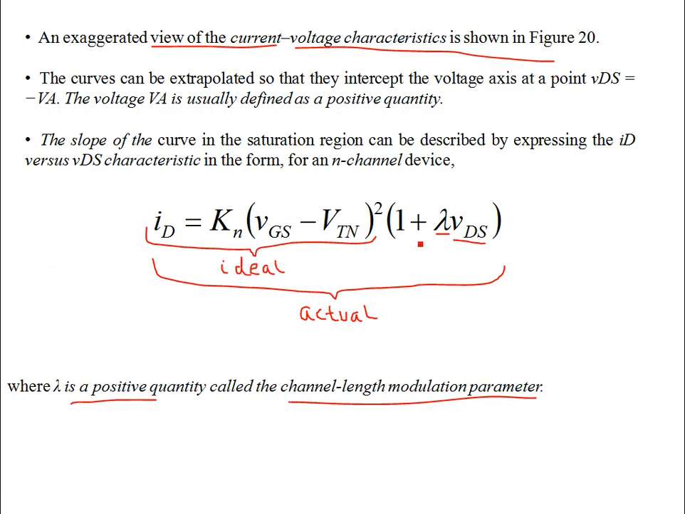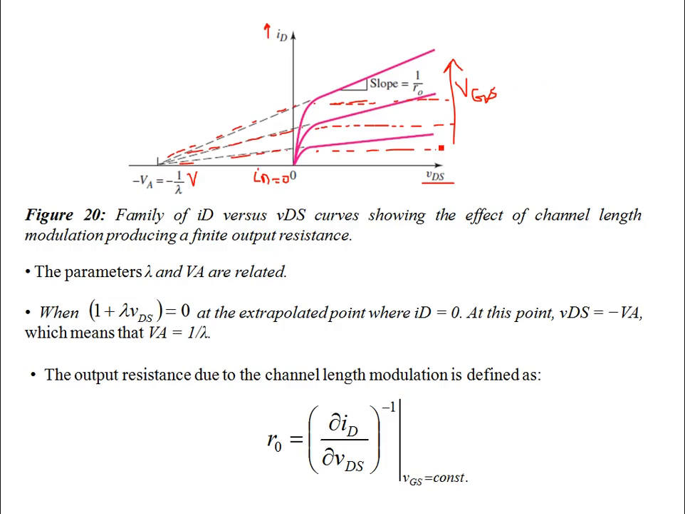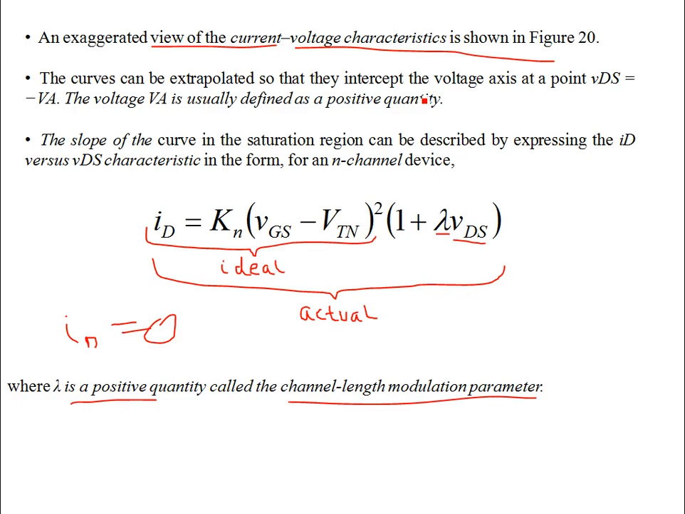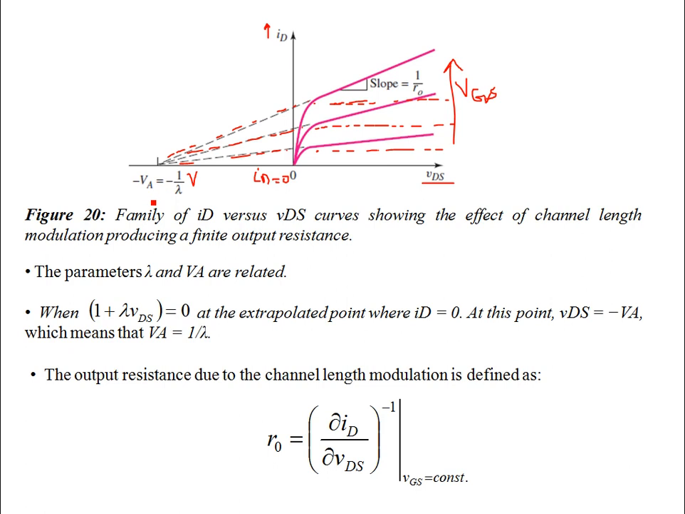So when does this ID become equal to 0 in actual MOSFETs? VGS is a non-zero quantity, and VGS is a constant in these curves. VTN is due to the fabrication of the device, and it's the minimum voltage required to turn on the device. It's non-zero. The conduction parameter is non-zero. So when does this ID become 0, and what relationship does it have with the parameter lambda and VA? VA is the point where all these curves are going to intersect, and on the voltage axis it is called 1 over lambda or VA.